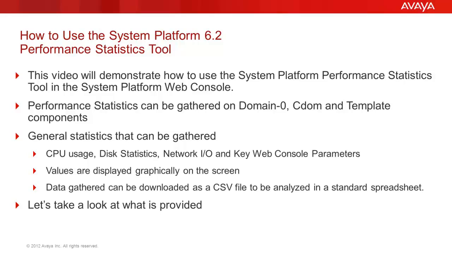The key parameters being monitored are CPU usage, disk statistics, network I/O, and web console functions. The values are displayed graphically on the screen and can be downloaded as a comma-separated value file and displayed in a spreadsheet for more in-depth analysis. Let's take a look at what the Performance Statistics tool provides.